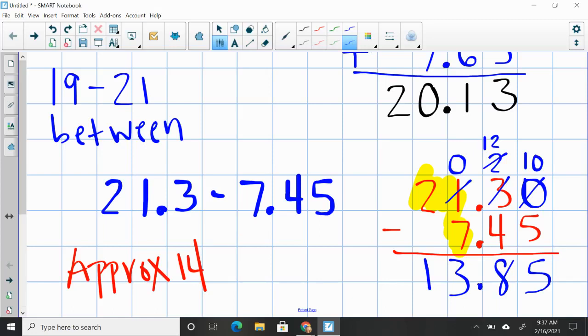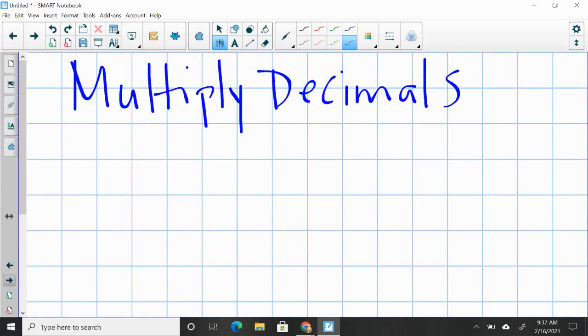Okay, moving on to multiplying decimals. Now, in the Edpuzzle video, the Math Antics guy talked about how multiplying decimals is just like multiplying regular numbers. You just have decimal points. And so really the decimal points don't change the numbers that we're going to end up calculating. It just changes the worth of the number.